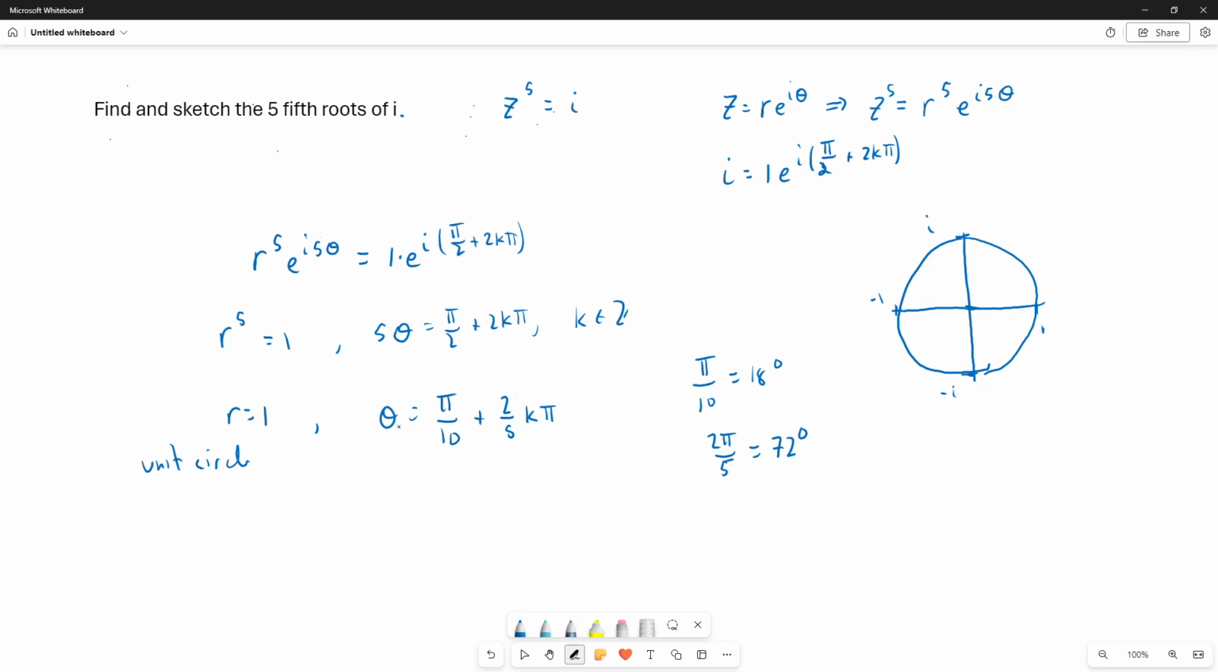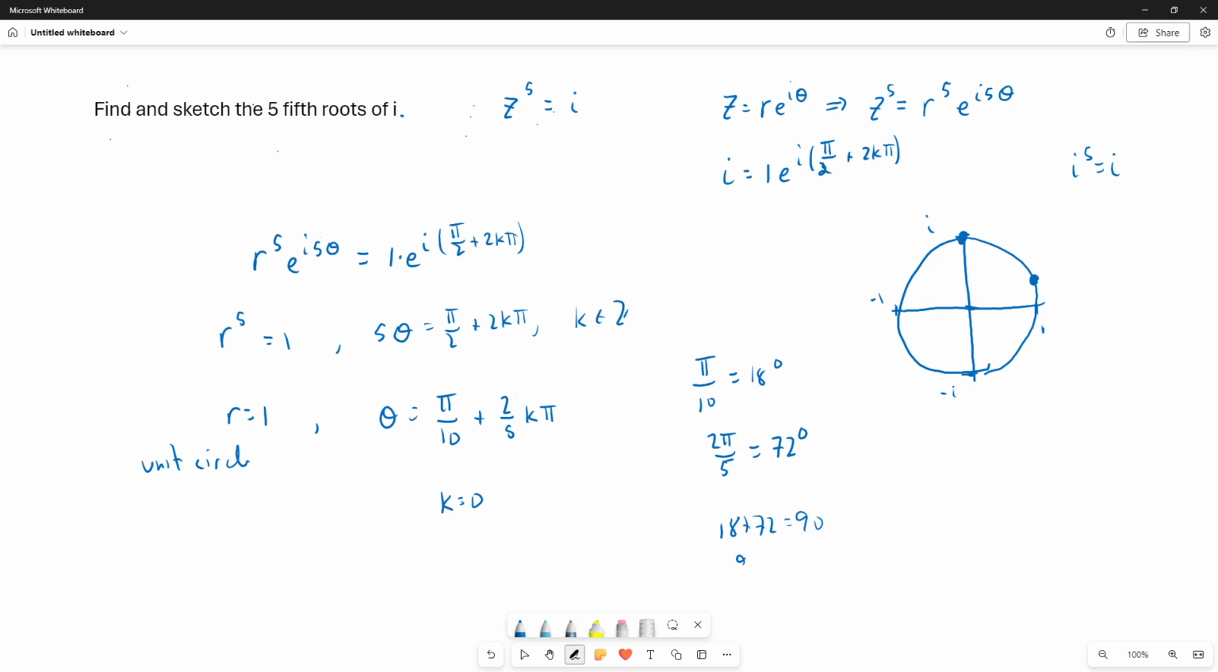r is 1. The first one has theta equals pi over 10. We'll take k to be 0. So that will give us pi over 10 for the angle. So that's about 18 degrees. Maybe that's here. So that's our first solution. Then we have to do 18 plus 72 degrees. Well, that's 90 degrees. So that's here, which means that i to the fifth is equal to i. That checks out. So that's one of our solutions to the equation.